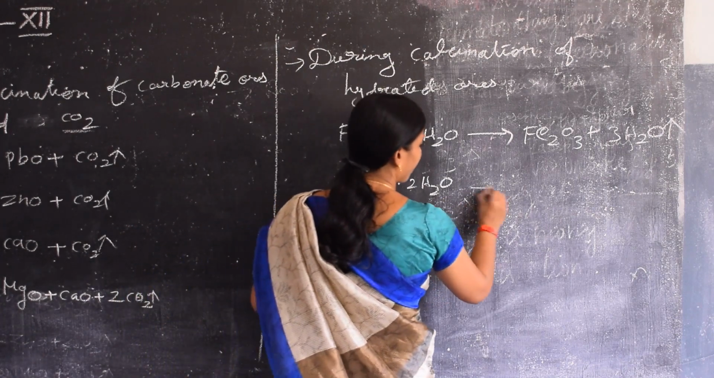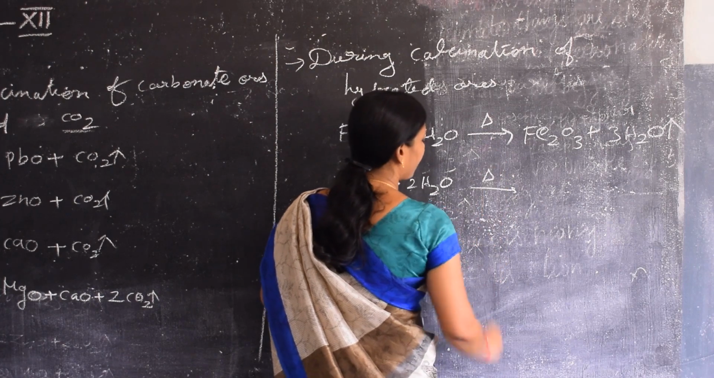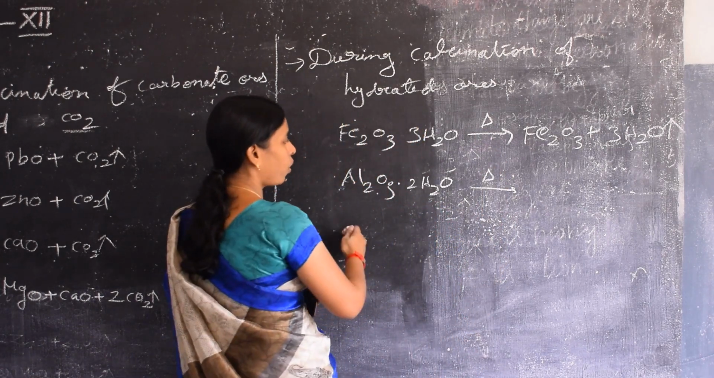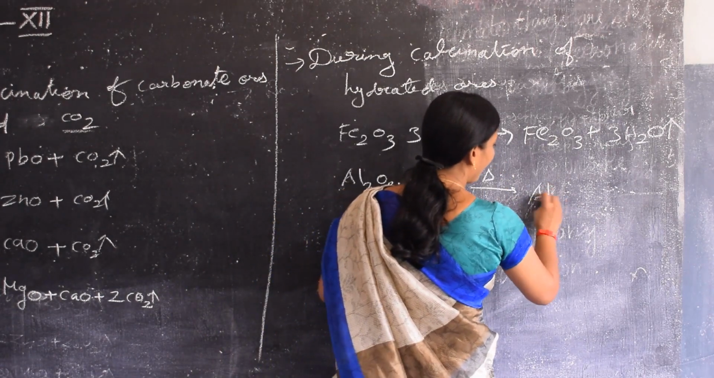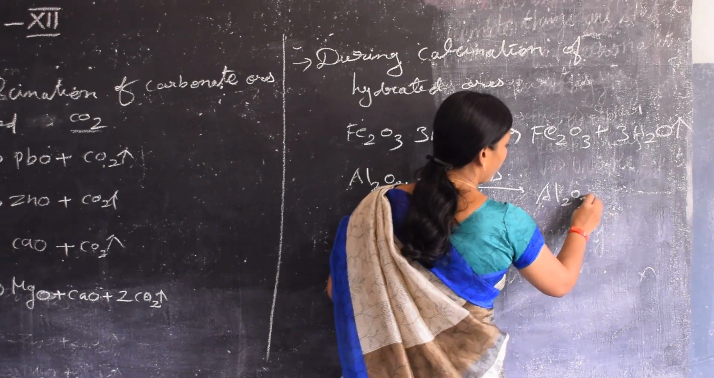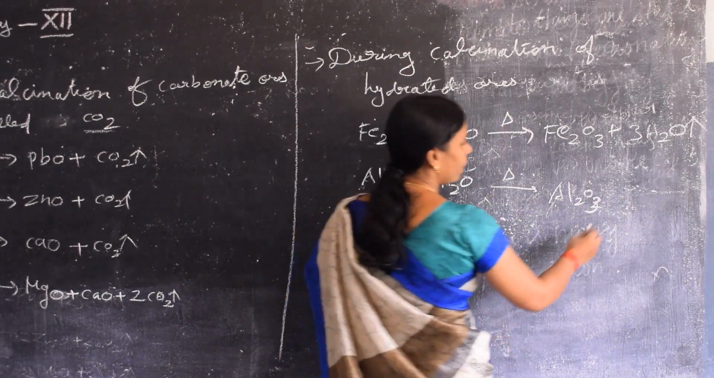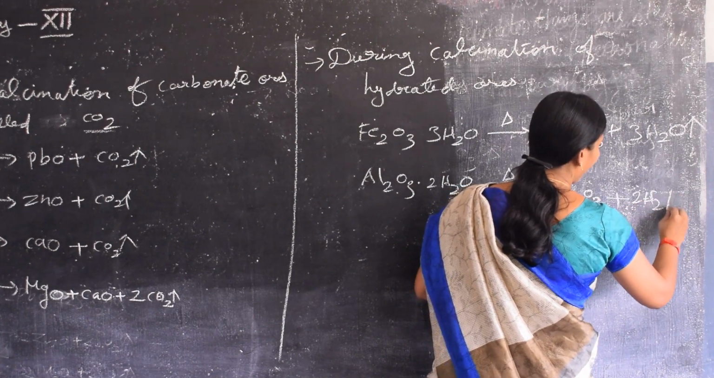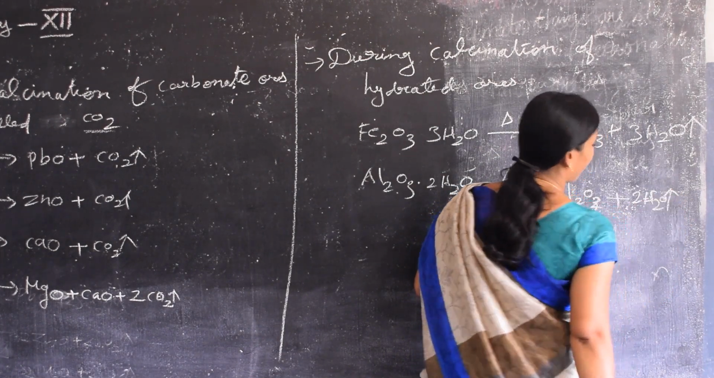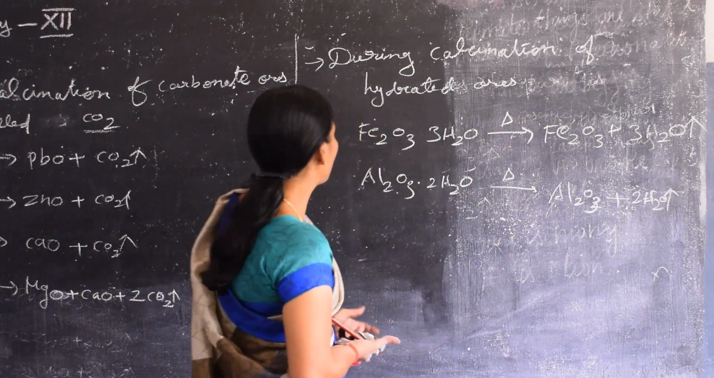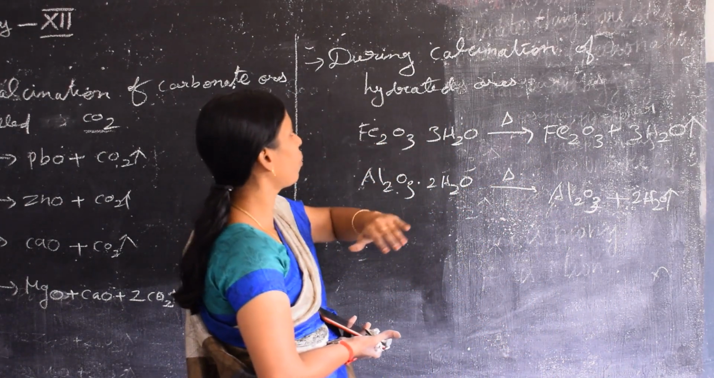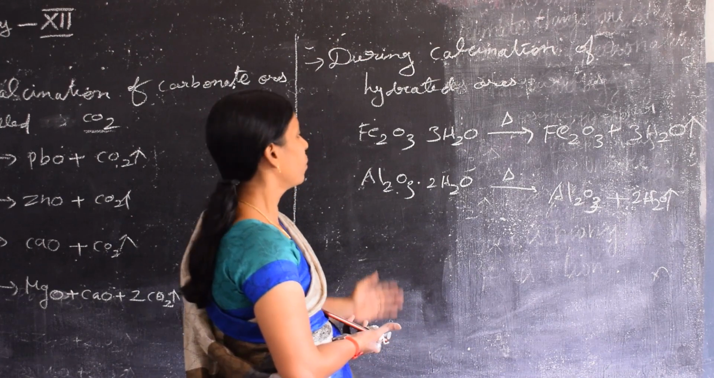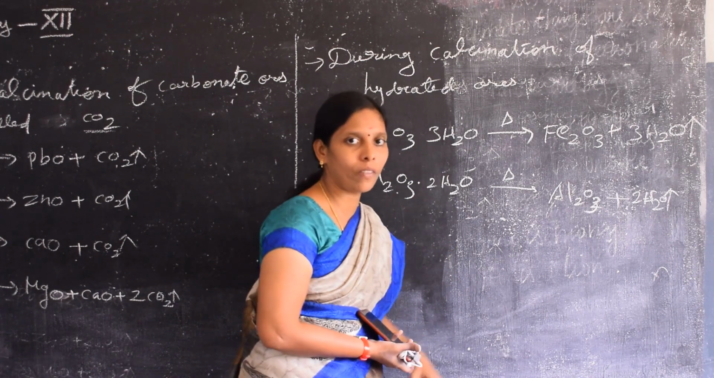So bauxite is heated, strongly heated in the absence of air to form Al2O3, alumina. Al2O3 is alumina and 2 water molecules, or the water vapors escape out. Okay, so this is also during calcination of hydrated ores பார்க்கும்போது so water molecules are escaped as a vapor.